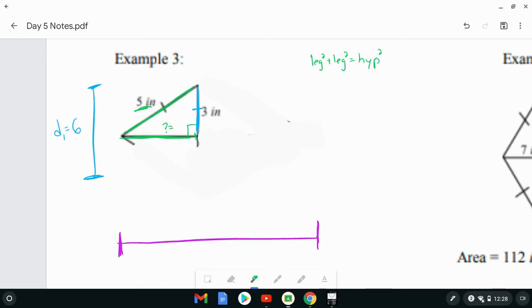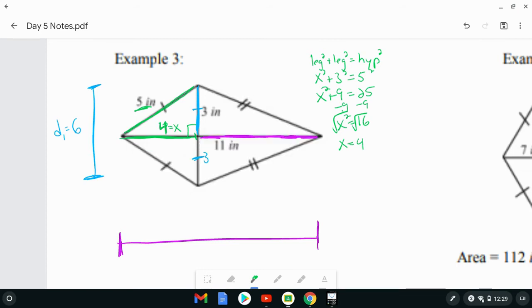And we did this on a previous day. I believe it was back on day 2. Something similar to this. The leg squared, we'll just call it x. X squared plus 3 squared equals 5 squared. X squared plus 9 equals 25. Subtract the 9. X squared equals 16. Square root it. X is going to be 4. So this other part is equal to 4 now. Okay? And we did that through the Pythagorean theorem.